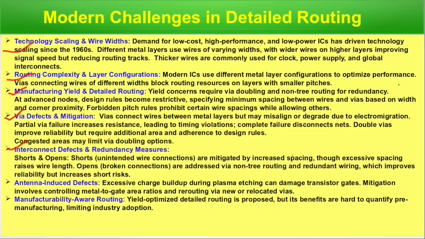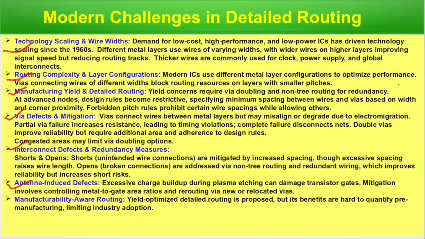Shorts are mitigated by increasing spacing, though excessive spacing raises wire length. Opens are addressed via non-tree routing and redundant wiring, which improves reliability but increases short risk. So there are pros and cons we have to balance and optimize.